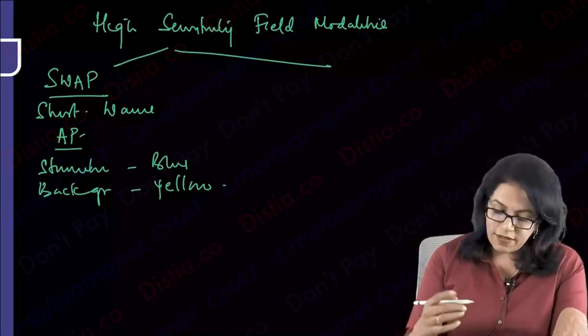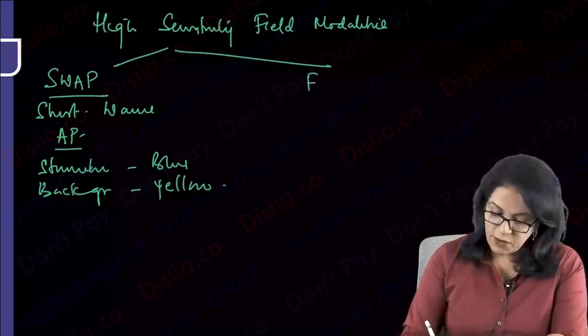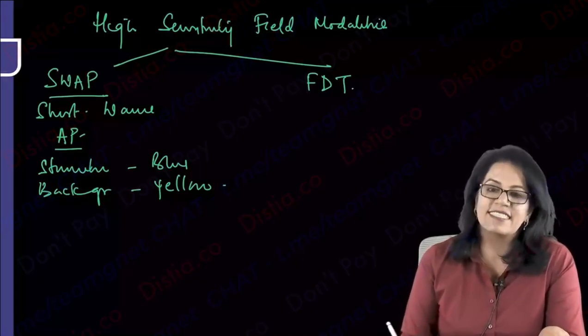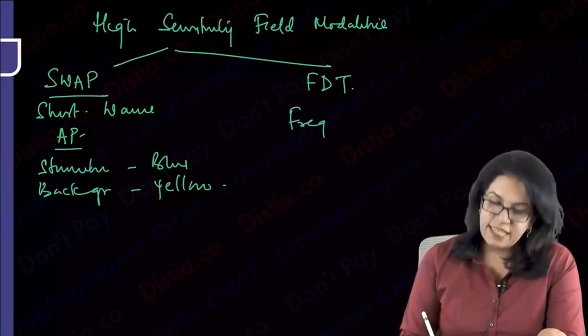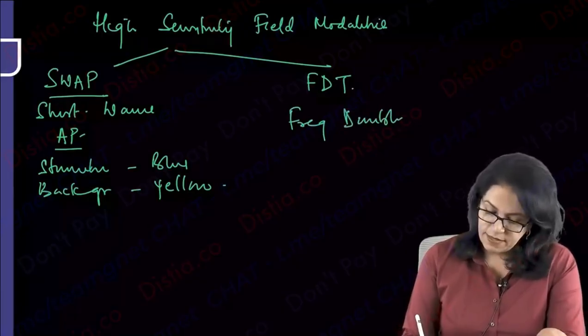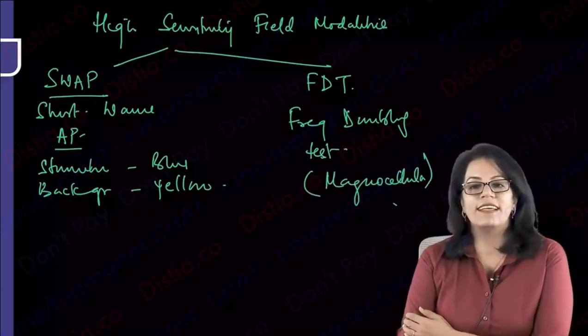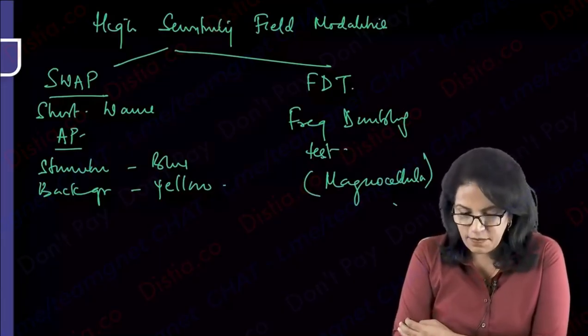Then we have another name, just know the name again, I'm telling you, FDT. Okay, this is frequency doubling test. So write down, this is frequency doubling test. It is specifically catching hold of the magnocellular layer and larger ganglion cells. That is, these are magnocellular.